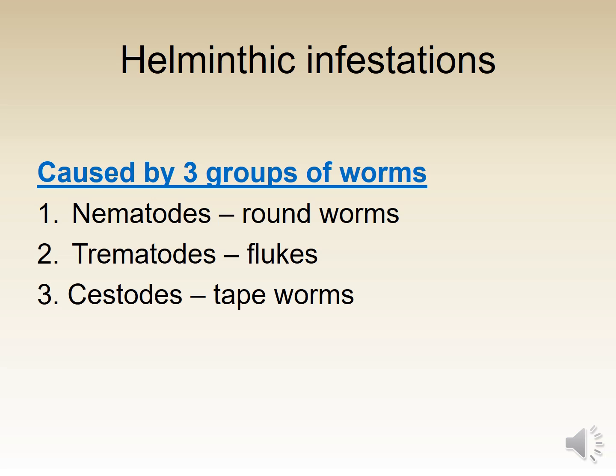Helminthic infestations can be divided into three groups. Number 1, nematodes. All the roundworms come under this. Number 2, trematodes, the flukes, and number 3, cestodes, the tapeworms.